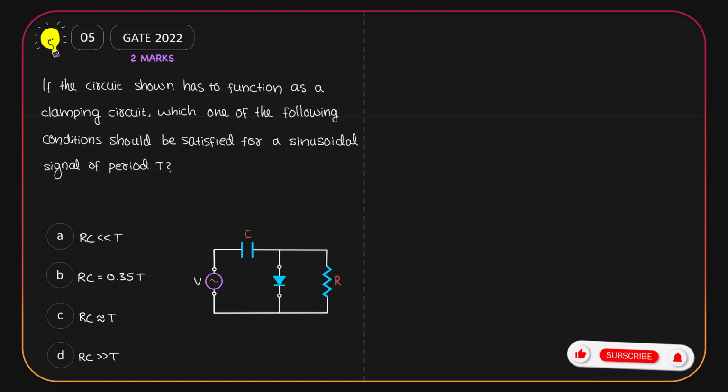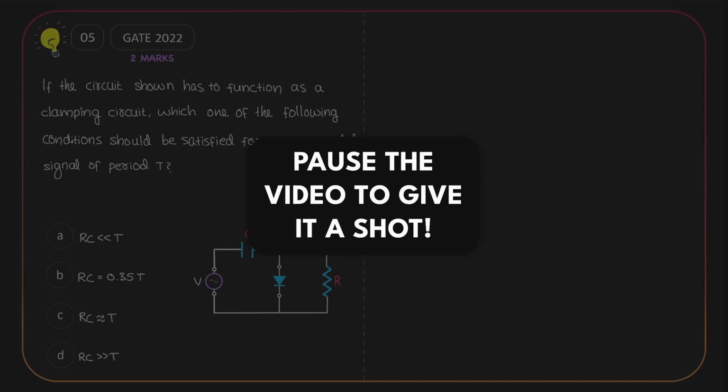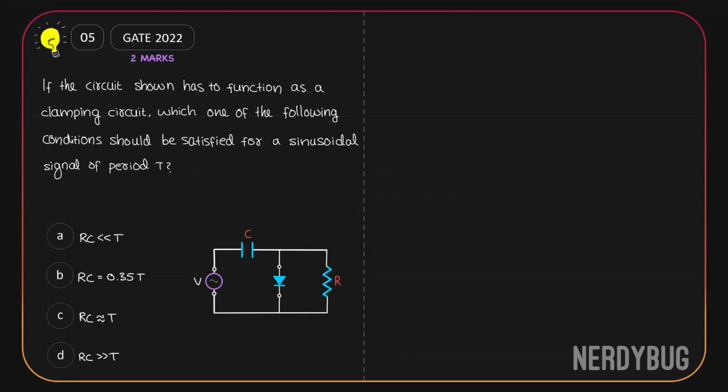Let us see the next problem. If the circuit shown has to function as a clamping circuit, which one of the following conditions should be satisfied for a sinusoidal signal of period t? I'd say this is more like a theory question.